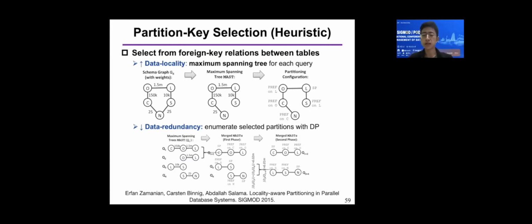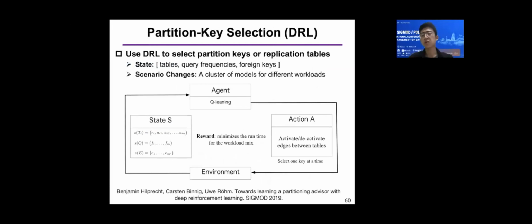However, co-partition can cause data redundancy. So in the second step, for each query, it can derive a spanning tree, and to minimize the data redundancy, they recursively merge those trees by dynamic programming. However, this method still brings in much data redundancy in the end. So there is also a deep reinforcement learning-based method.